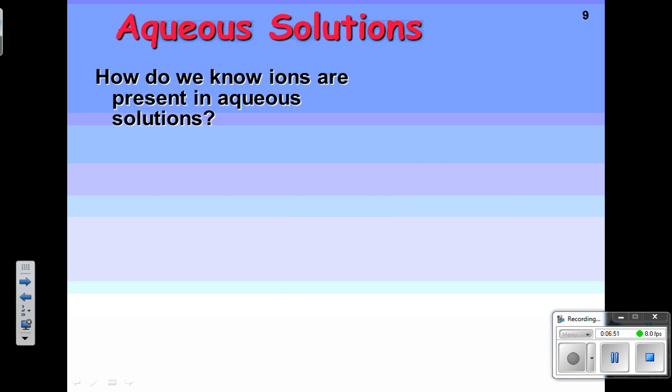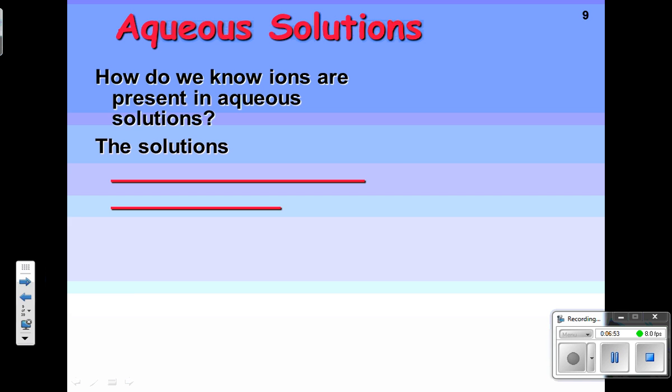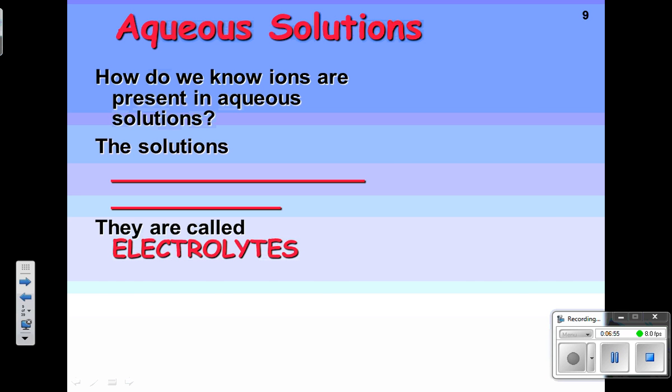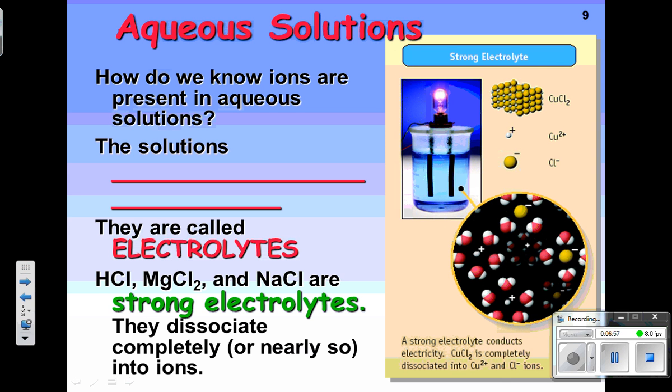How do we know ions are present in solutions? This is sort of a wrap. It's not really anything you fill in here. The solutions are called electrolytes. So when we have our solid and it dissolves into our ions, how many would we get ion-wise here? 3. We get 3 because we get 2 Cl and 1 Cu. So when they're dissolved, they're called electrolytes.